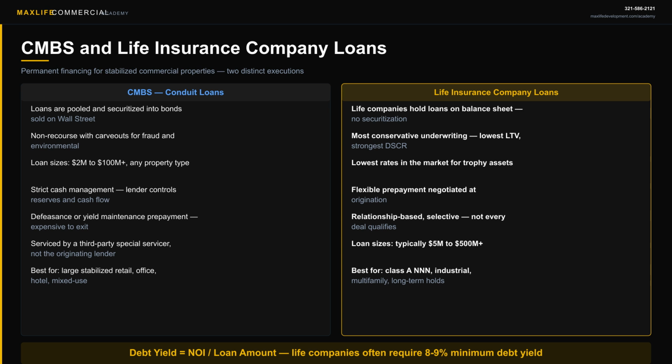And watch the formula on screen. Debt yield equals net operating income divided by loan amount. And life companies often demand an 8 to 9% minimum. That single metric protects them no matter what happens to interest rates or valuations.